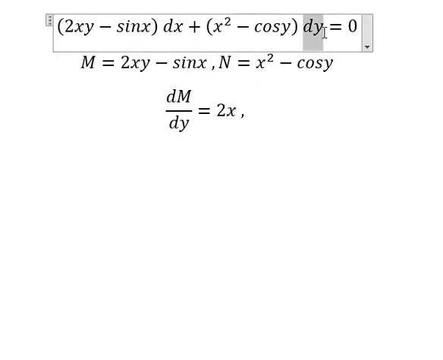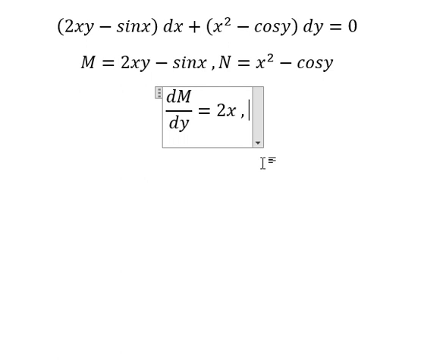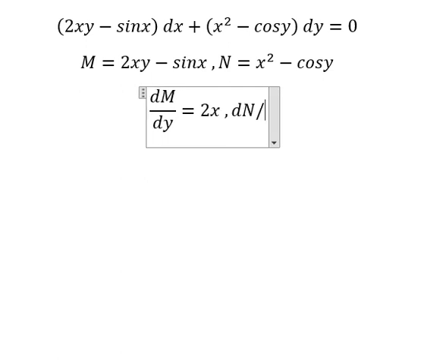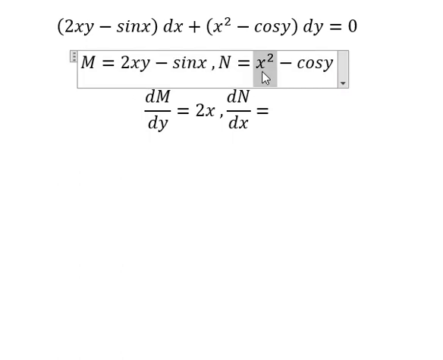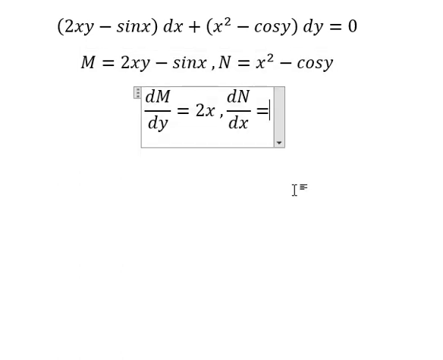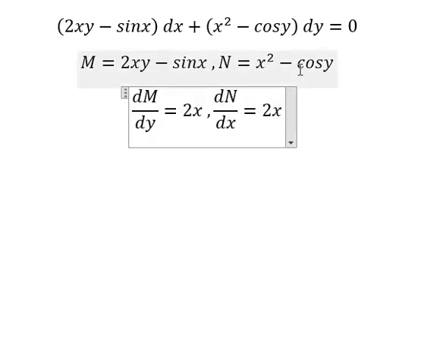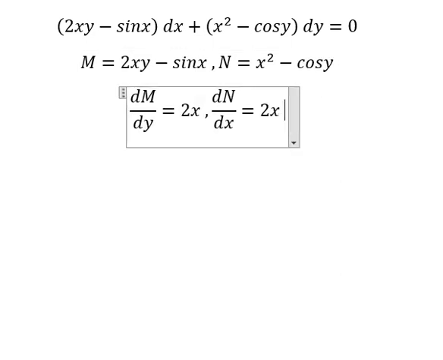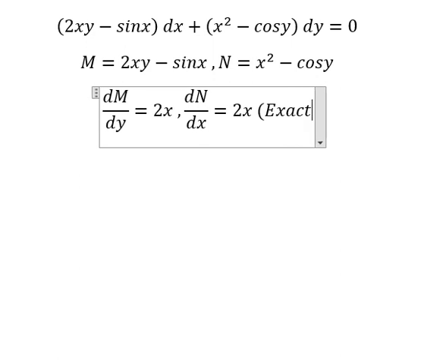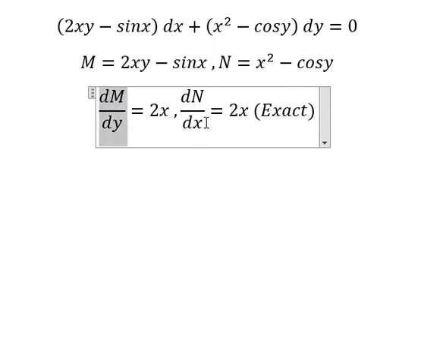So we have dy, that means we need to do first the derivative of n with respect to x. So this one we have x squared, and that is about 2x. So this one we don't have x, so you got number 0. And this is exact because this one and this one they are the same, 2x.